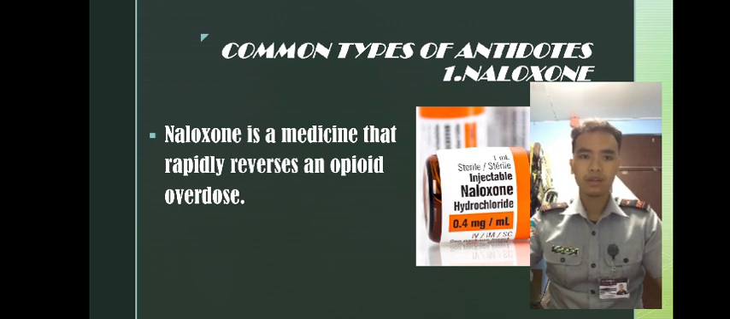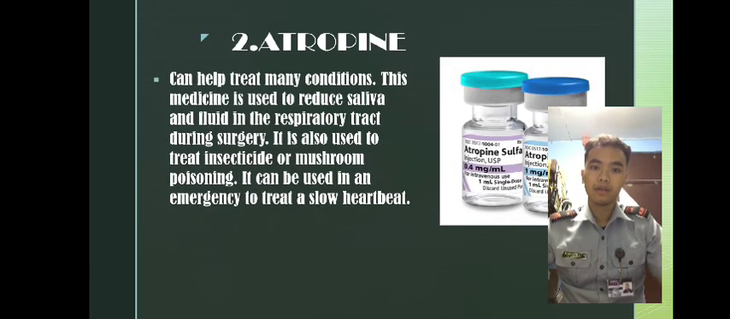Naloxone is typically administered by injection or nasal spray, and it can quickly and effectively reverse the effects of an opioid overdose. It is commonly used by emergency medical services, healthcare providers, and others who are likely to encounter individuals who have overdosed on opioids.